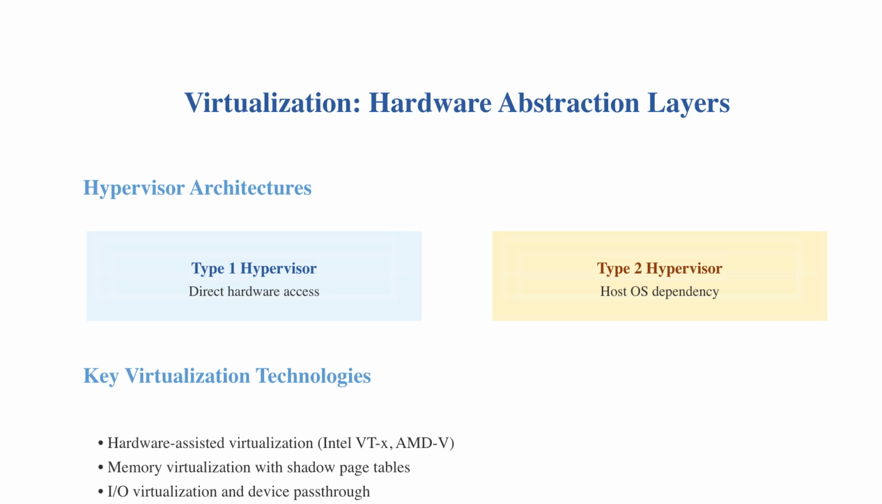Type 1 hypervisors, also called bare metal hypervisors, run directly on the hardware. Think VMware ESXi or Microsoft Hyper-V. They have direct hardware access, which means better performance and lower latency. Type 2 hypervisors depend on a host operating system, like VirtualBox running on your Windows or Mac. They're easier to set up but introduce additional overhead through the host OS layer.